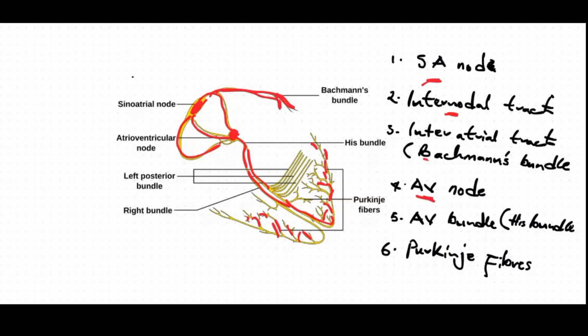Before we go, let's take note that our SA node is also our natural pacemaker. It's our natural pacemaker because this is where the electrical activity starts from. So it sets the pace for the heart. So we call it our natural pacemaker.